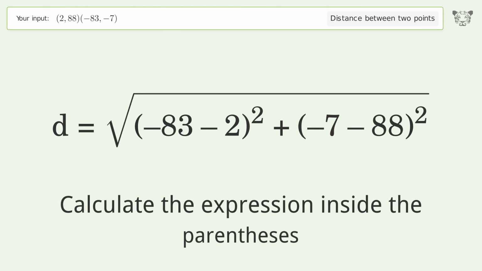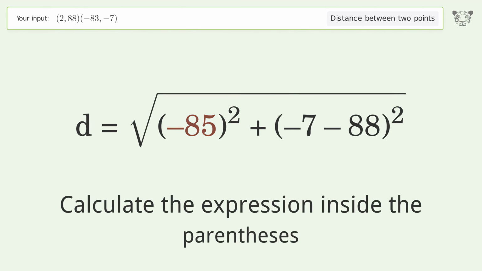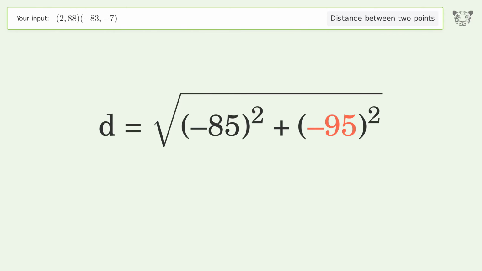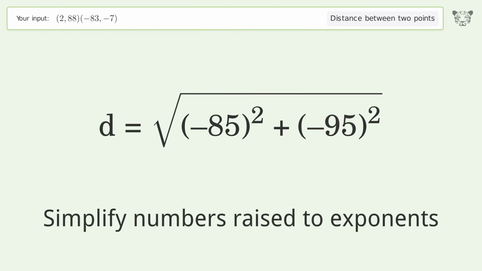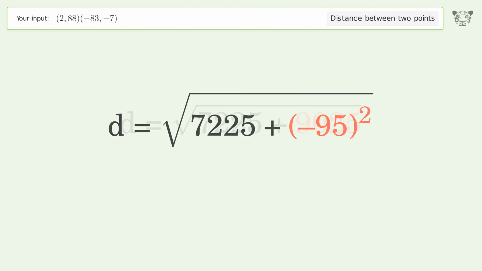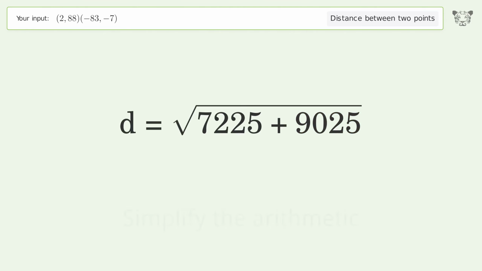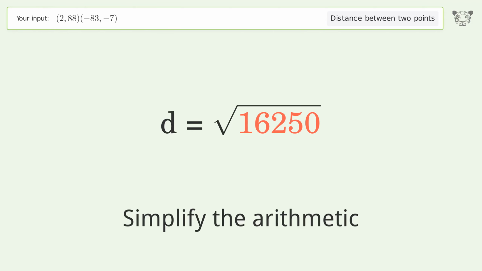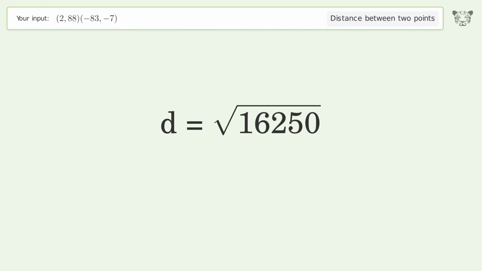Calculate the expression inside the parentheses. Simplify numbers raised to exponents. Simplify the arithmetic. And so the distance between the 2 points is the square root of 16,250, or 127.475.